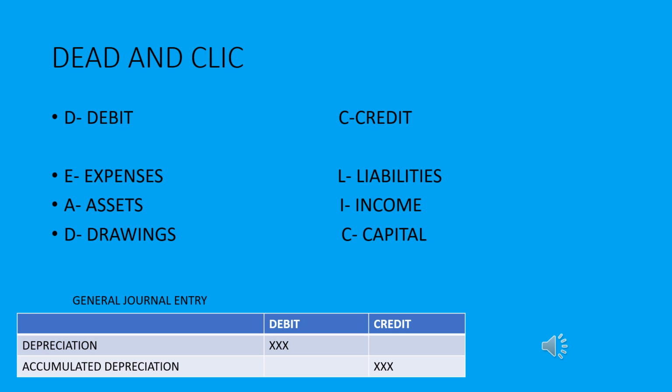And according to the double entry system of accounting, we are going to record accumulated depreciation on the credit side of the general journal, mainly because accumulated depreciation is a negative asset. And since assets increase on the debit side, it will do the opposite and increase on the credit side. Hence, it is recorded on the credit side of our general journal entry.